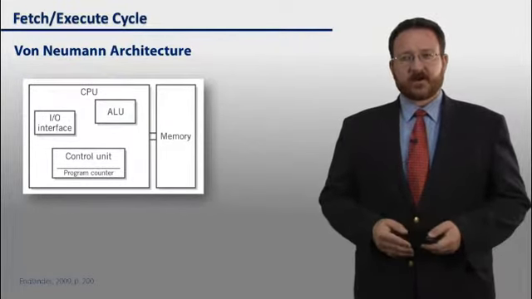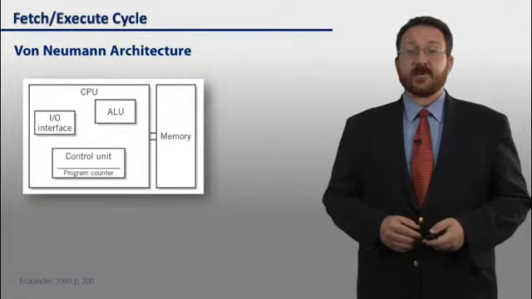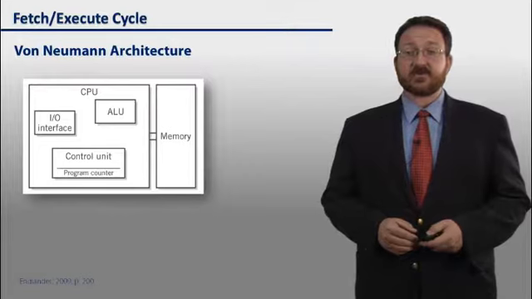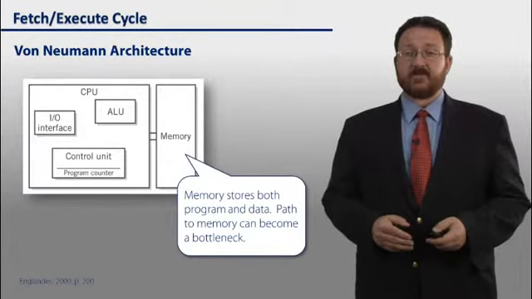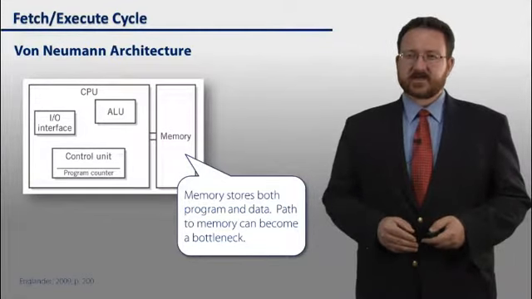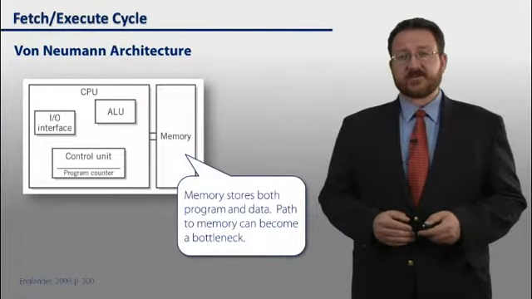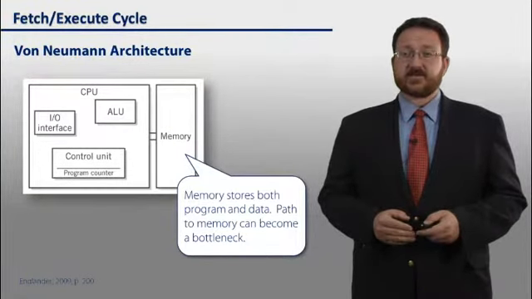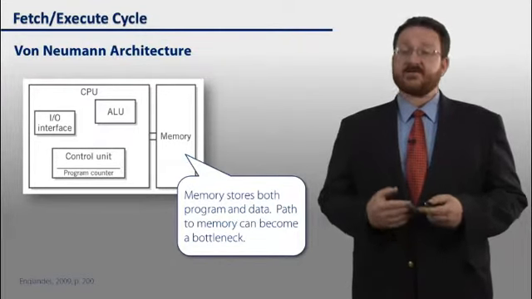In the von Neumann architecture, we have one path to memory from the CPU, and memory holds both data and instructions. So this one path to memory can become a bottleneck, and this is called the von Neumann bottleneck. But it's important to notice that instructions come from memory and data comes from memory. So we'll have to fetch an instruction from memory and then execute that instruction. If that instruction references an operand that's also in memory, we have to do another fetch.